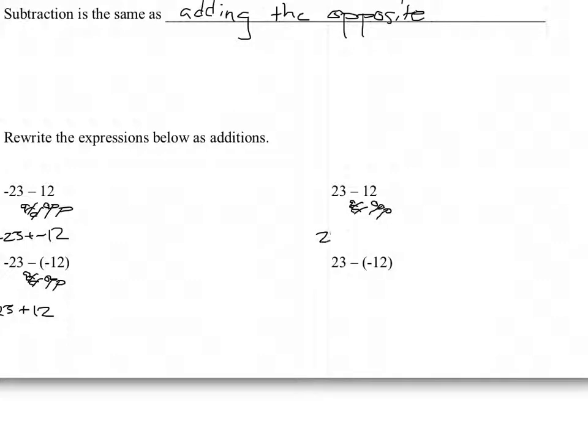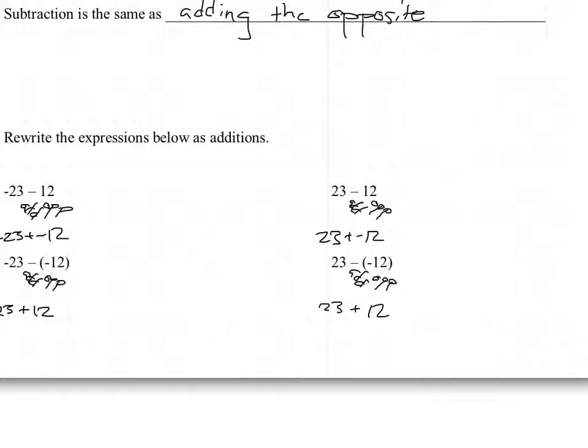So 23 minus 12 becomes adding. The opposite of 12 is negative 12. And the last one here, add the opposite. So that's 23 plus the opposite of negative 12, which is positive 12.